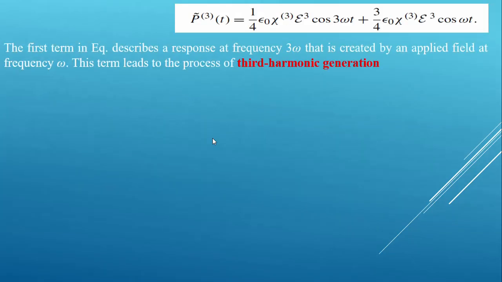The first term in the equation describes a response at frequency 3 omega that is created by an applied field at frequency omega. This term leads to the process of third harmonic generation. The equation we have described above has two parts. The first part consists of cos 3 omega t, and the later part has only cos omega t. So the first part leads to third harmonic generation. Before this, we explained second harmonic generation, where we have cos 2 omega. Instead of cos 2 omega, here we have cos 3 omega. That leads to third harmonic generation.